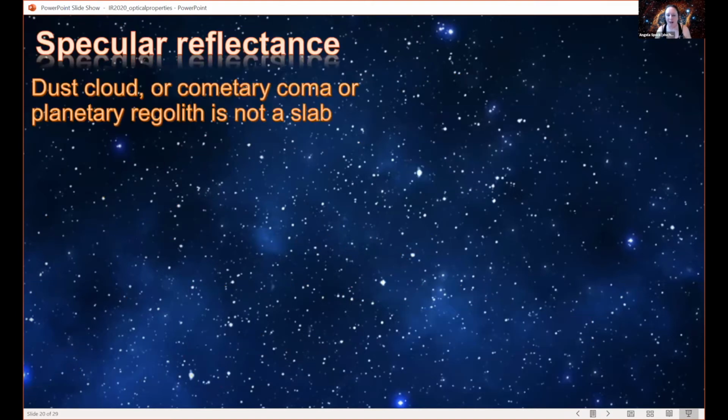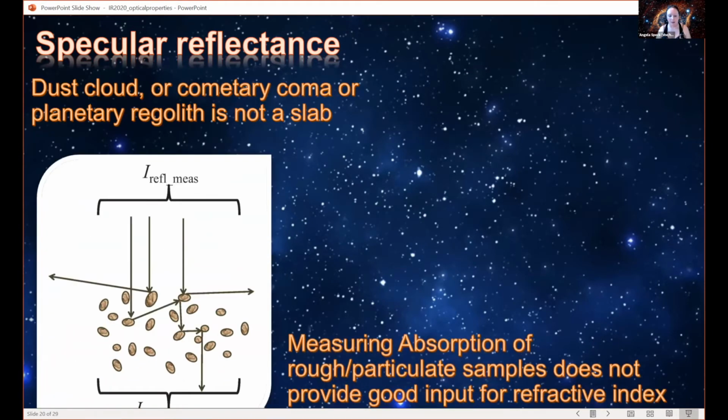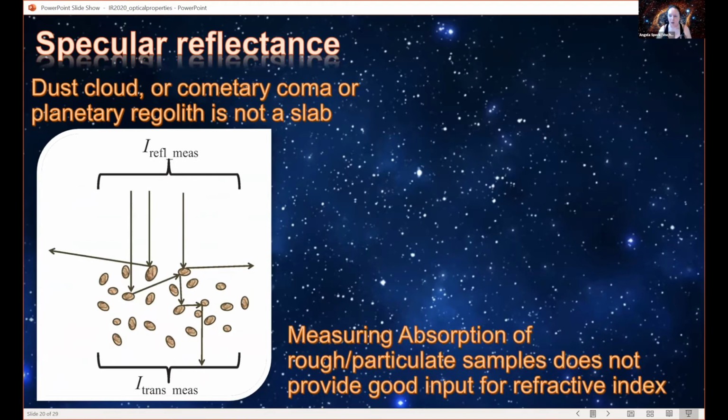Now, people will say, but my dust cloud, my cometary coma, my thing that I'm looking at is not a slab. No, it's not, but you want to do the slab experiment in the lab. And the reason why is that this is what's actually happening when you've got particles. And if you've got particles, you're going to get reflection off of them in different directions. And so what you measure as transmission is not clean. You're losing light. So you're actually going to overestimate the opacity, because light is not coming to your transmission detector, but it's also not being reflected back out to your reflection. So if you do it this way, it's a problem.